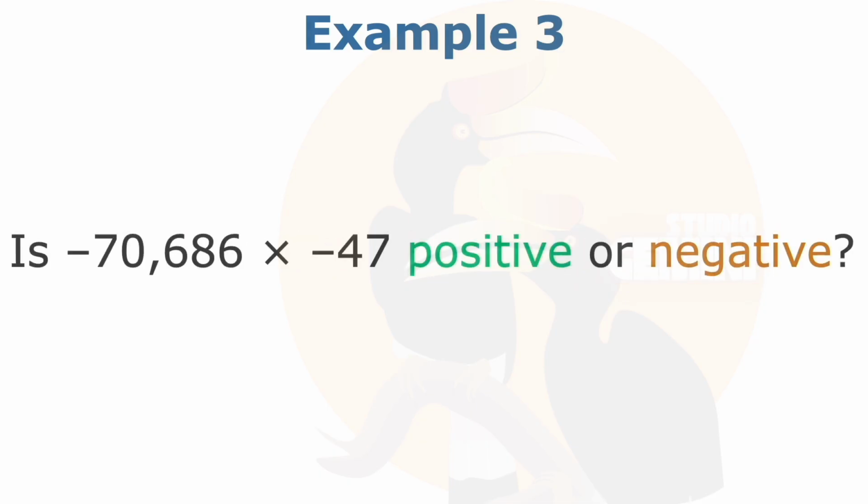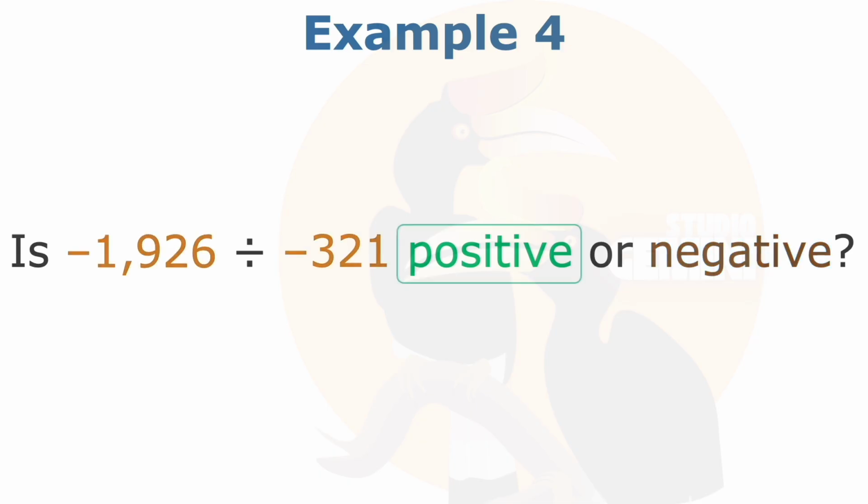In this third example, we have negative 70,686 times negative 47. We are multiplying integers with the same sign, so our result will be positive. In this example, we have negative 1,926 divided by negative 321. We are dividing integers with the same sign, so our result will be positive. Great! Now let's find the product or quotient of some problems applying the rules we just learned.